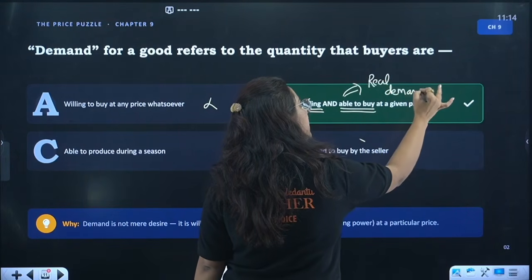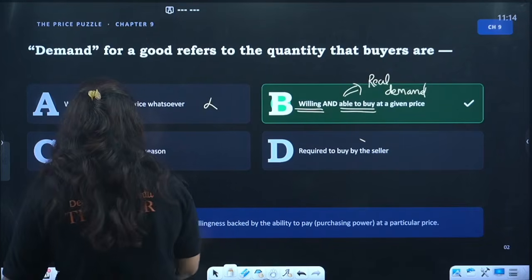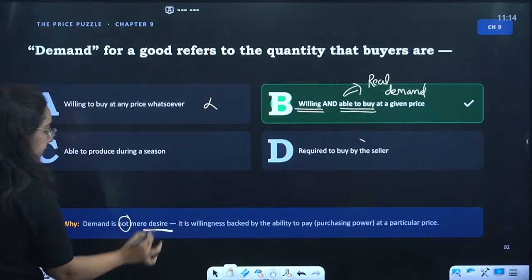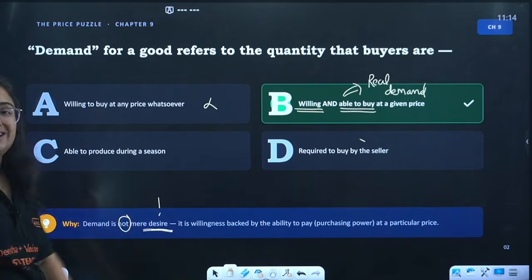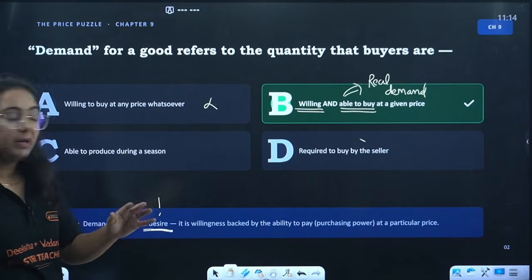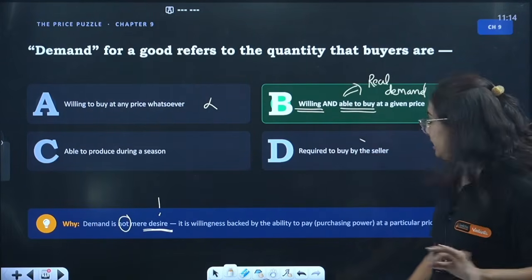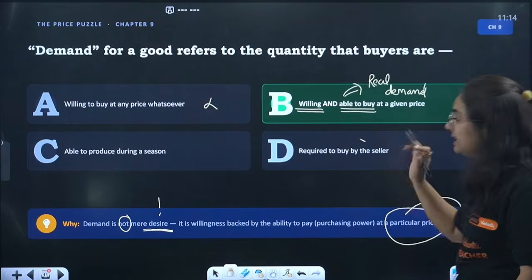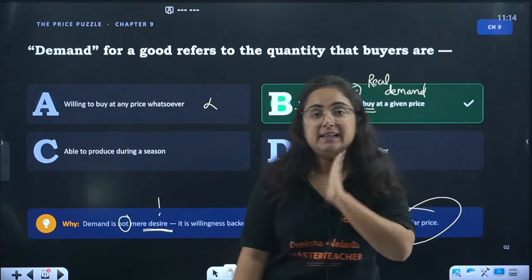That is actually the real demand of a product. And demand is not mere desire. This you have to keep in mind. It is not just desire. We desire a lot in the day, that I have to buy this, I have to buy that. But what we are actually able to buy because of purchasing power at a particular price, that is the real demand. Okay, that is the real demand.